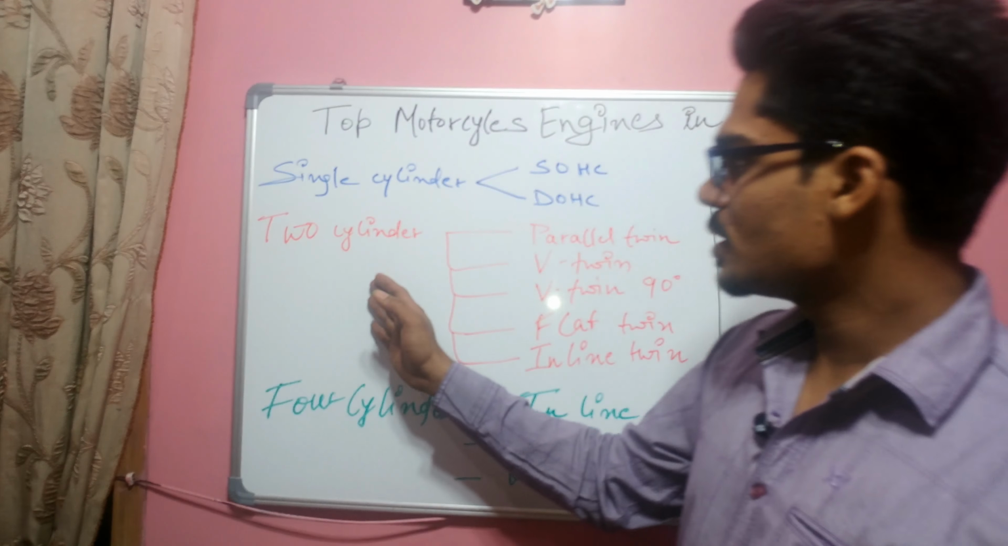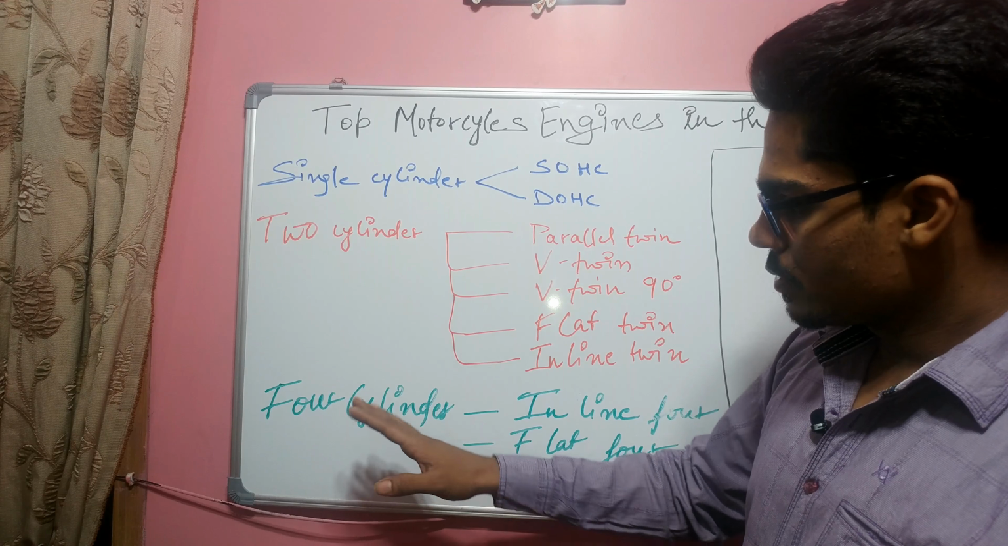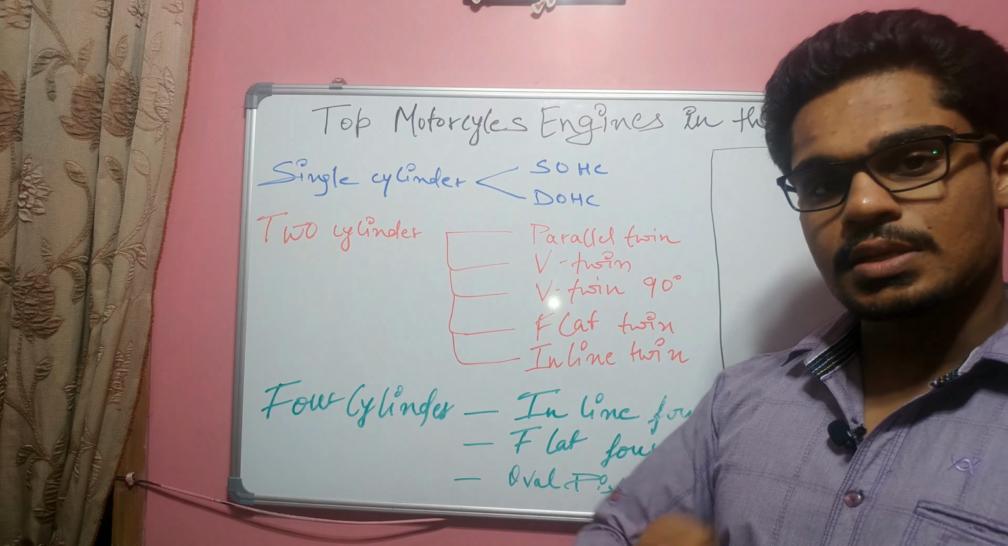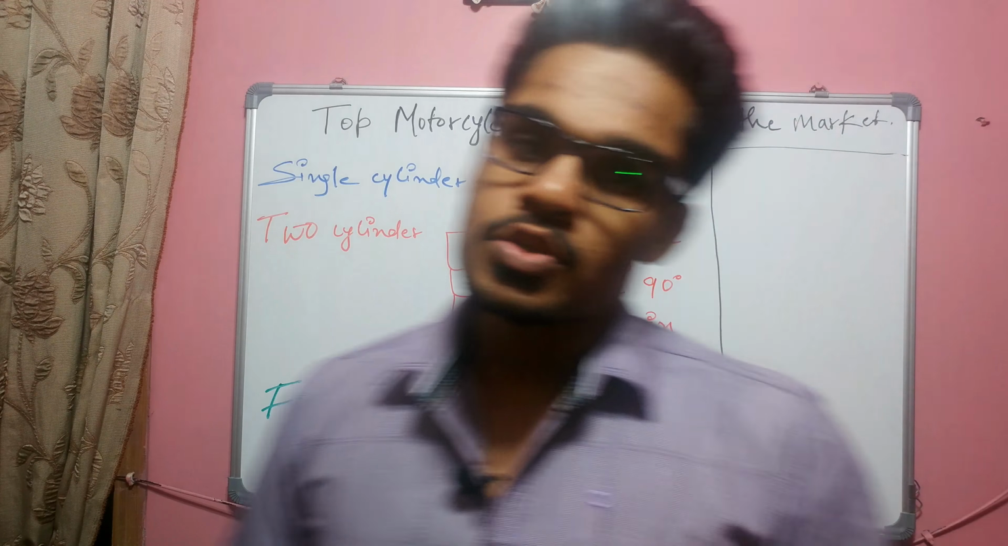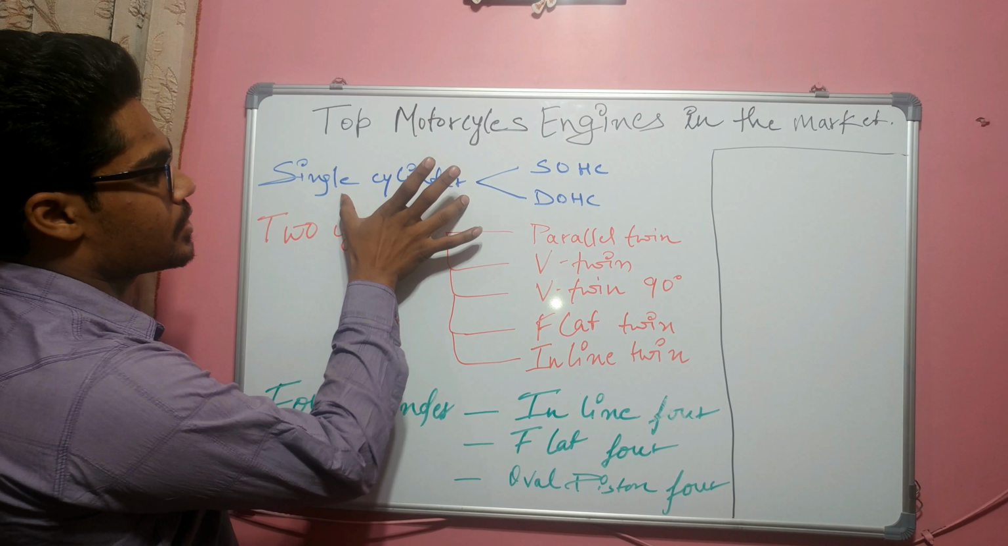For four-wheelers, 2 cylinders and single cylinder also exist. There are 4, 3, 6 and up ahead. So at first we're going to talk about the single cylinder setup.